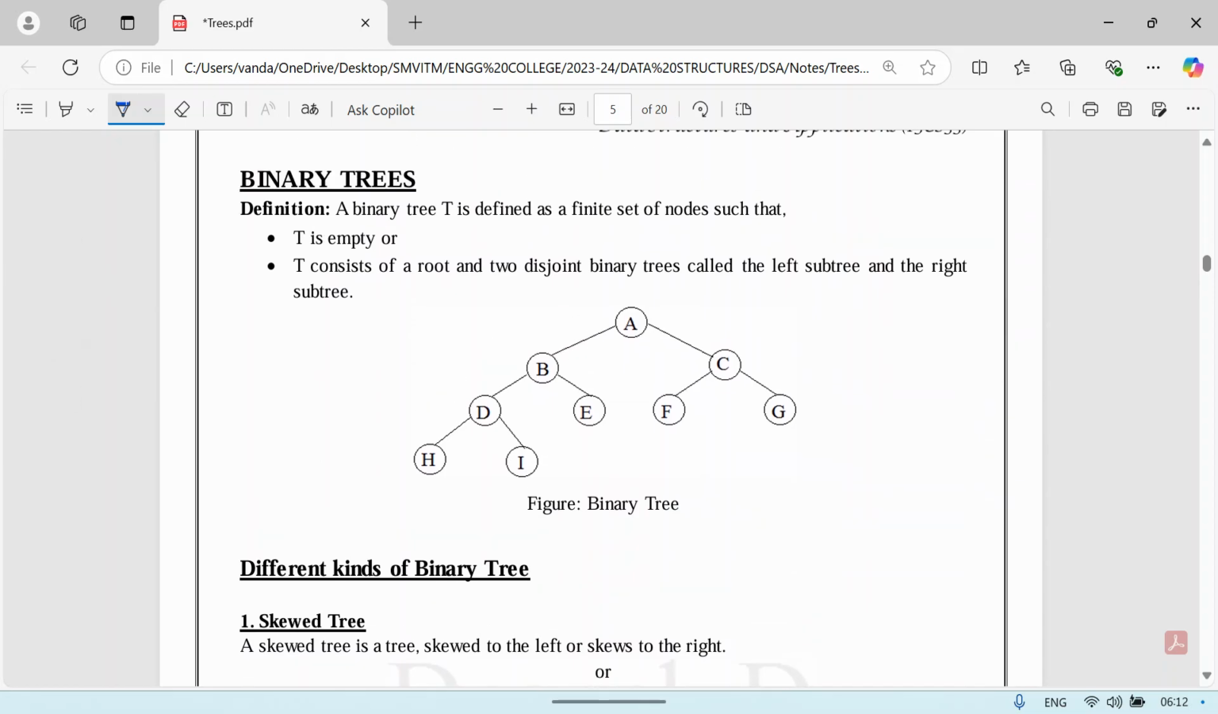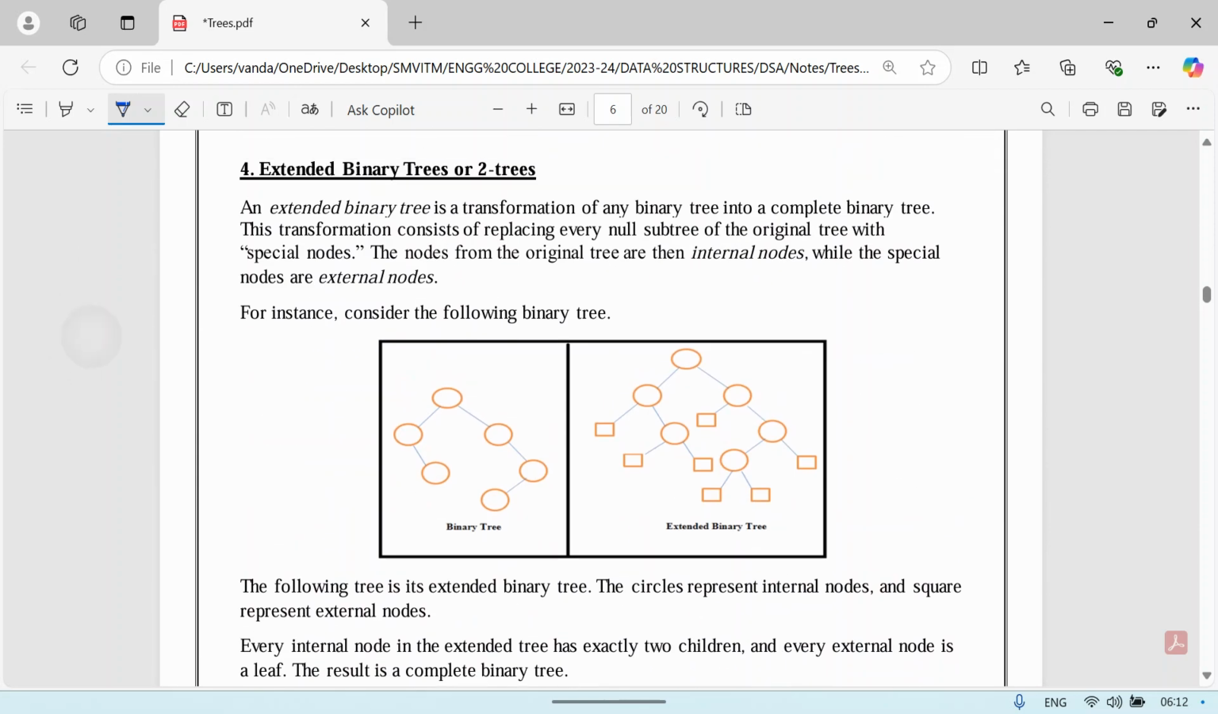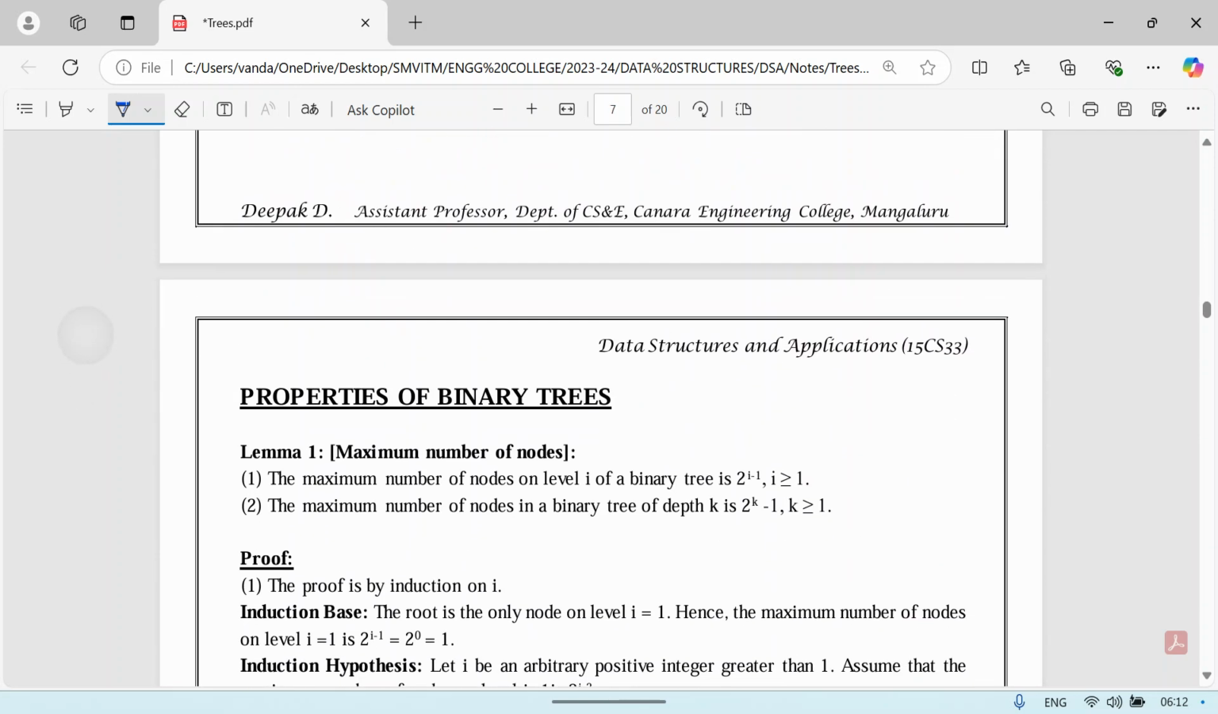And under this, we have one more topic that I would like to cover. That is about the binary tree. I think I should be able to finish it.